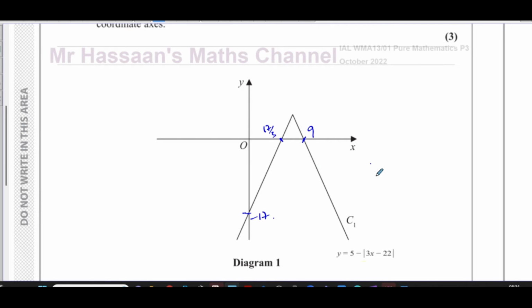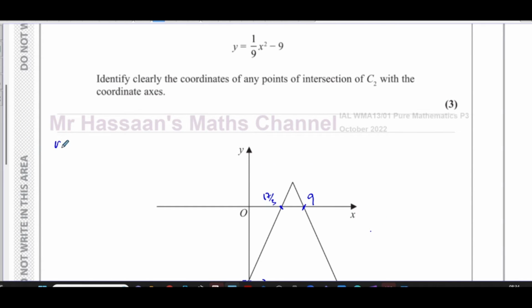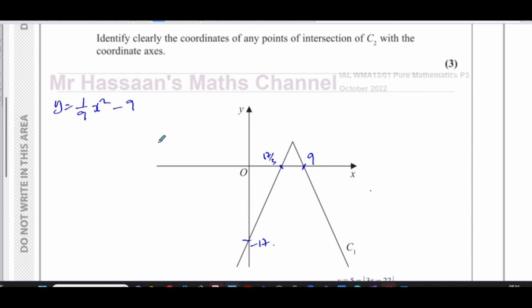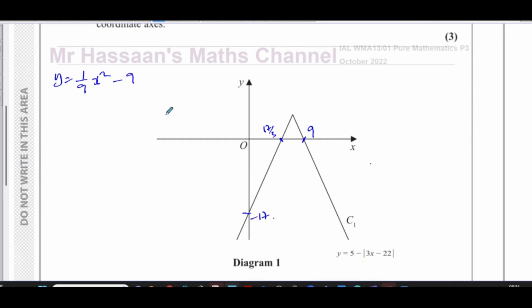So now we've got to draw on the same axis y equals 1 over 9 x squared minus 9. And we've got to show where this curve crosses the axes. So this is a quadratic, and it's a smiley face, like this. It opens upwards. Positive x squared means it opens upwards. So we know it's going to have this type of shape. Let's see, where does it cross the y-axis? It crosses the y-axis when x equals 0, which is going to be when y equals minus 9. So that's going to be 0, minus 9. So it crosses the y-axis somewhere over here. I'm not going to mark the point until I've drawn it.